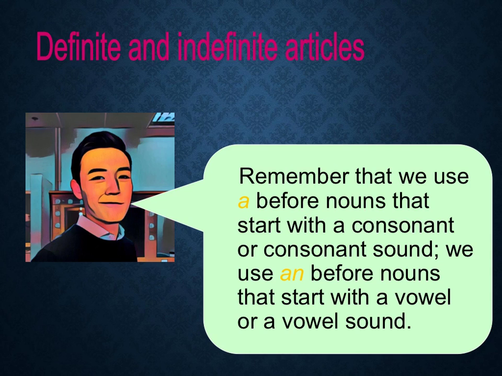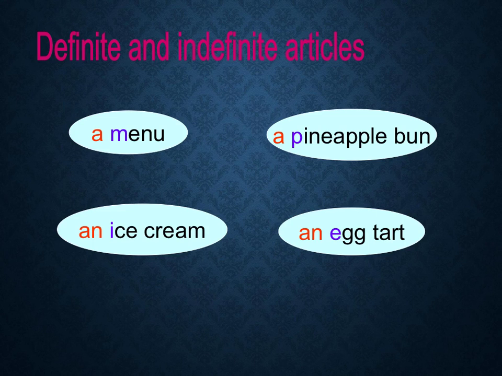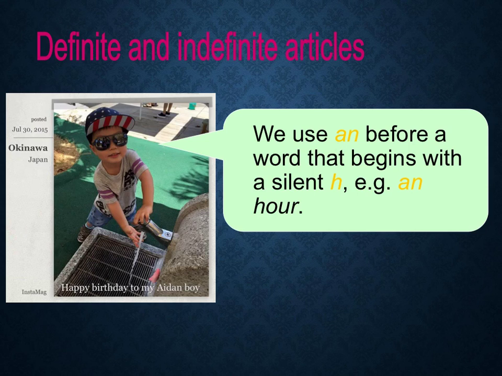Remember that we use a before nouns that start with a consonant or a consonant sound. We use an before nouns that start with a vowel or a vowel sound. For example, a menu, a pineapple bun, but an ice cream, an egg tart. So we use an before a word that begins with a silent H. For example, an hour, because the H is not pronounced. Okay, so it's a vowel sound.